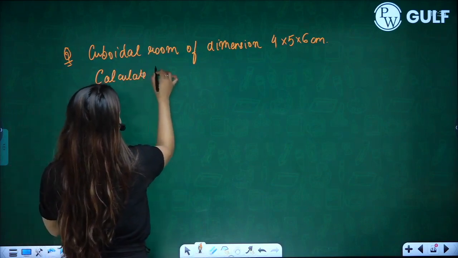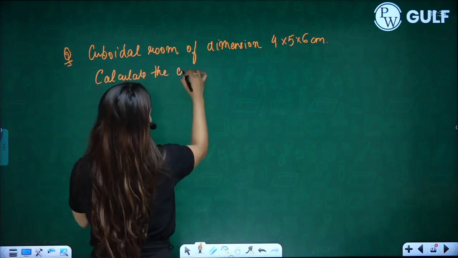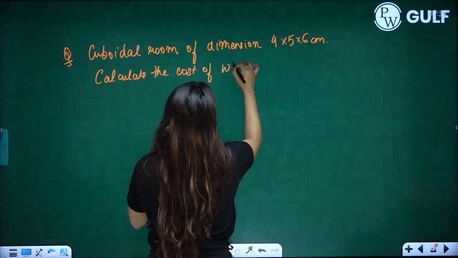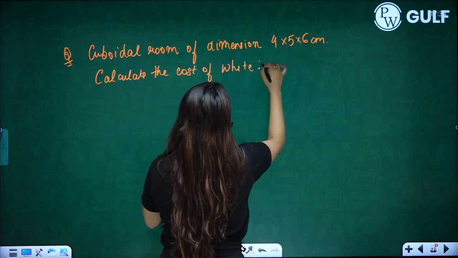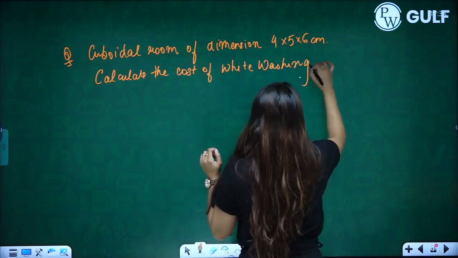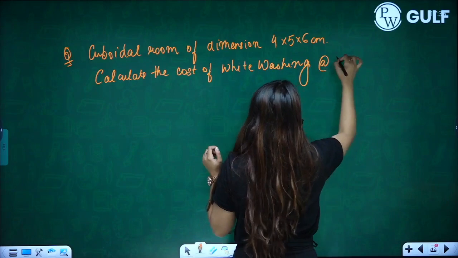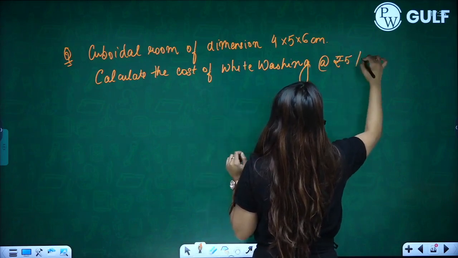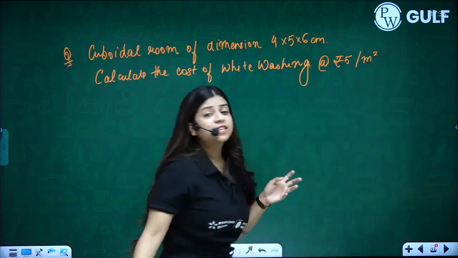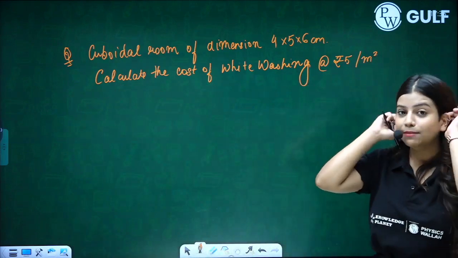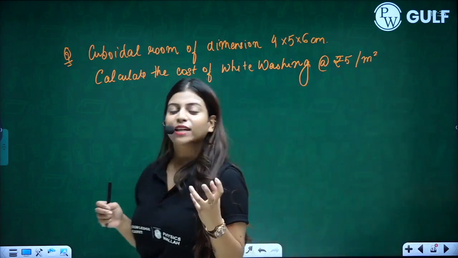Calculate the cost of whitewashing, for example, at rupees 5 per meter square. Now this is the second direct type of question that you can see in your exam, students. And what does this question mean?